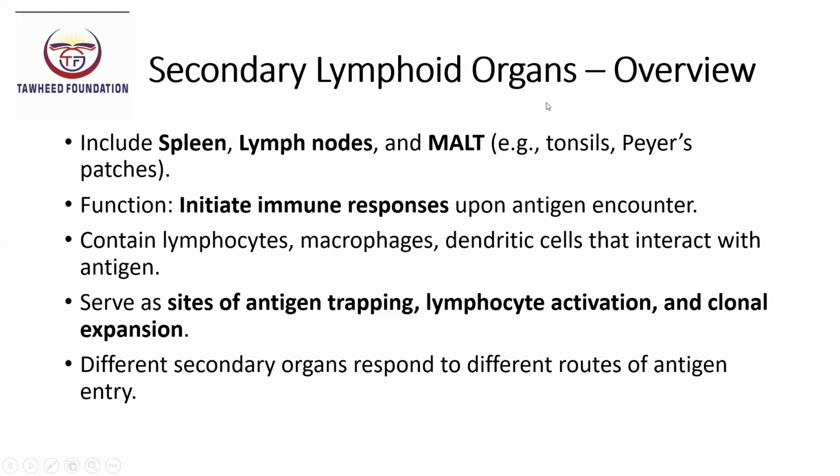Next is secondary lymphoid organs. Secondary lymphoid organs are the site of immune activation. Once lymphocytes mature in primary organs, they migrate via blood and lymph to these peripheral sites where they can encounter antigens. Key organs include the spleen, lymph nodes, and MALT, which encompasses tonsils and Peyer's patches.